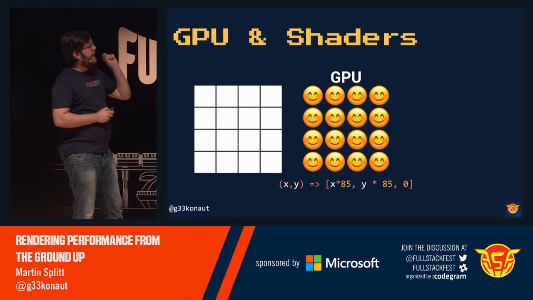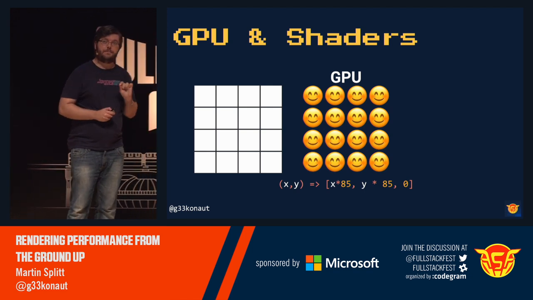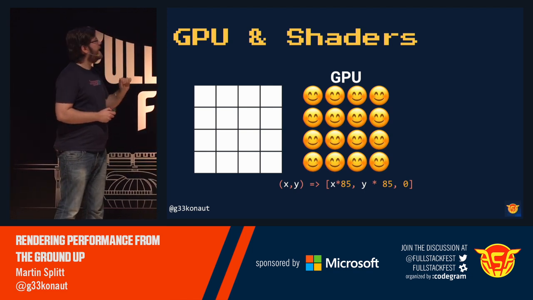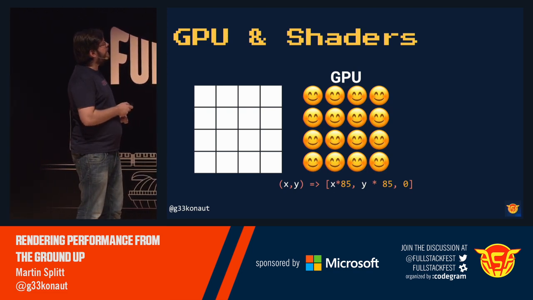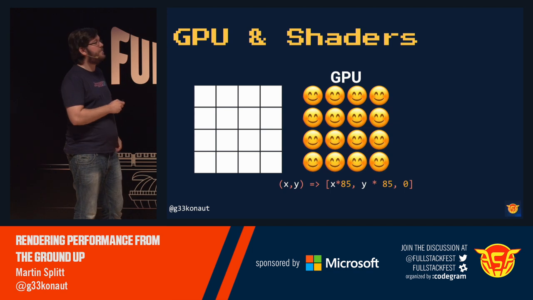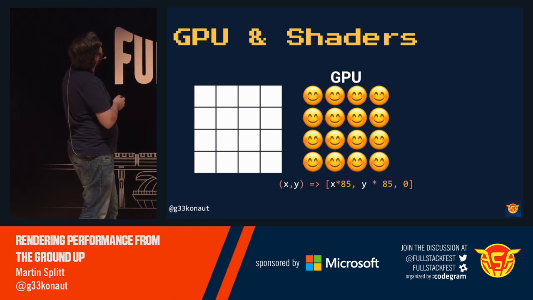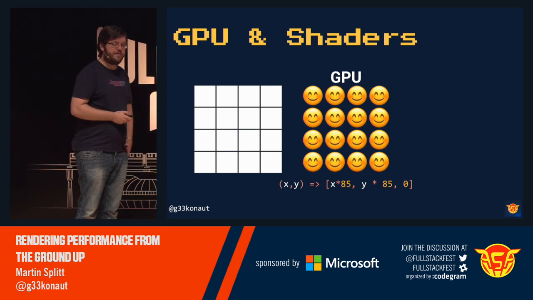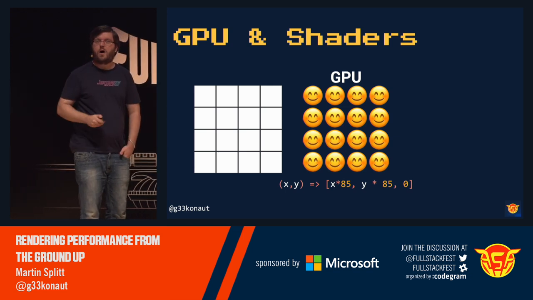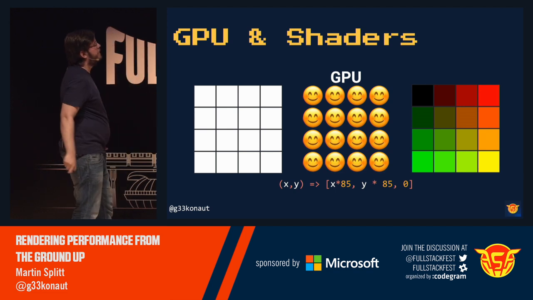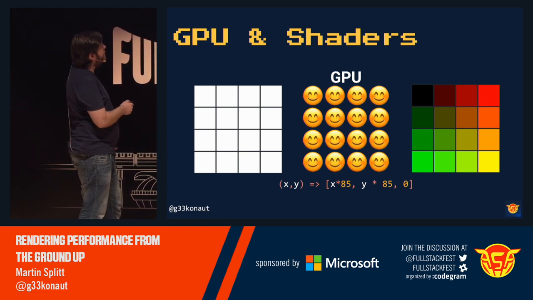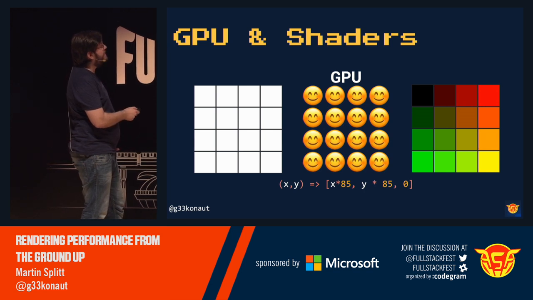Take the x and y coordinate of your pixel and create this color value for your pixel, which is the x coordinate times 85, the y coordinate times 85, which means we start with 0, 0 and go down to 3, 3 here. So we should have a gradient. And then they all at once go, all right, off we go, and we create this graphic. This is entirely dependent on what kind of code we are running here. And this is a shader.